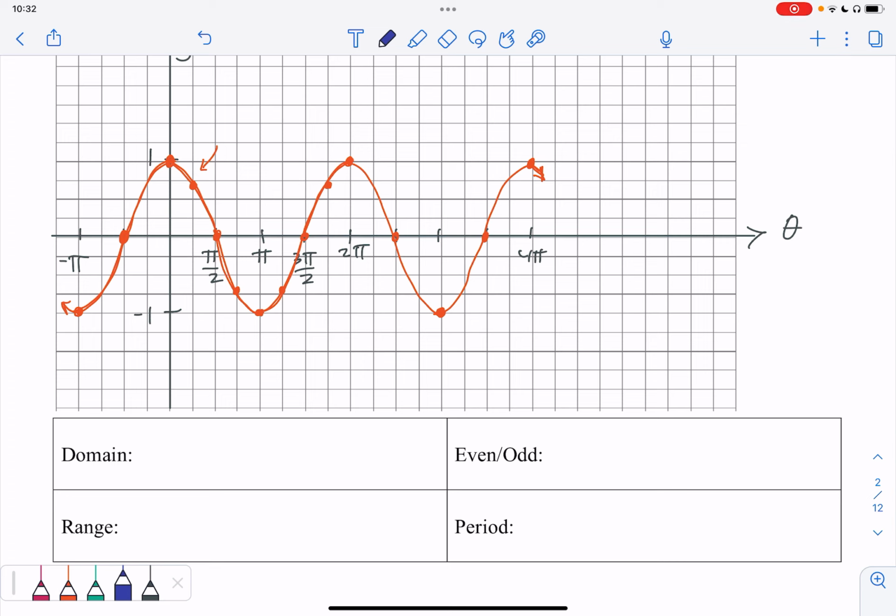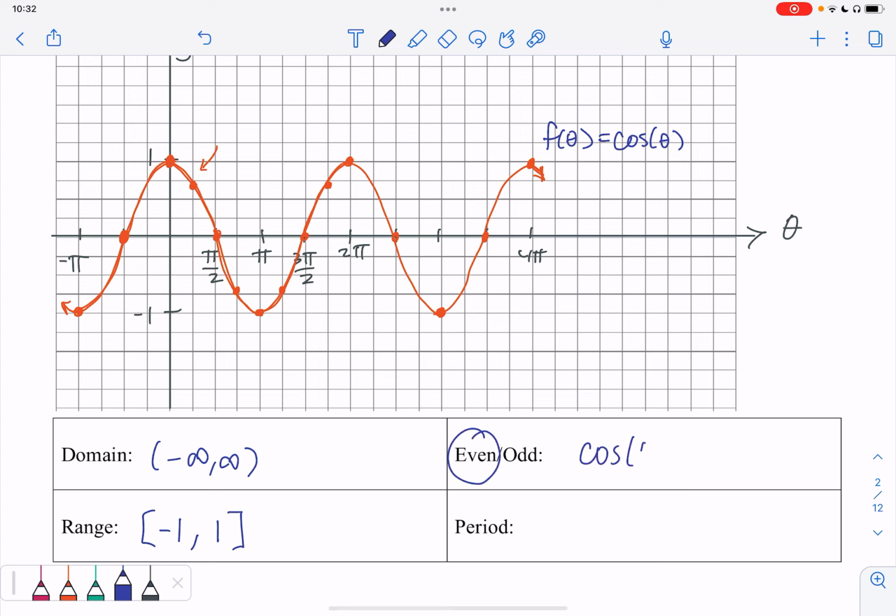What is the domain of the cosine function? Again, if we want to label our graph, this is f of theta equals cosine of theta, and the domain is all real numbers. The range is, well, the lowest it can go is negative 1, and the highest it can go is 1. Is this an even or an odd function? Well, I'm seeing it has reflective symmetry across the y-axis, so this is even. So what I know is that cosine of negative theta is cosine of theta. All right, so those are equivalent.